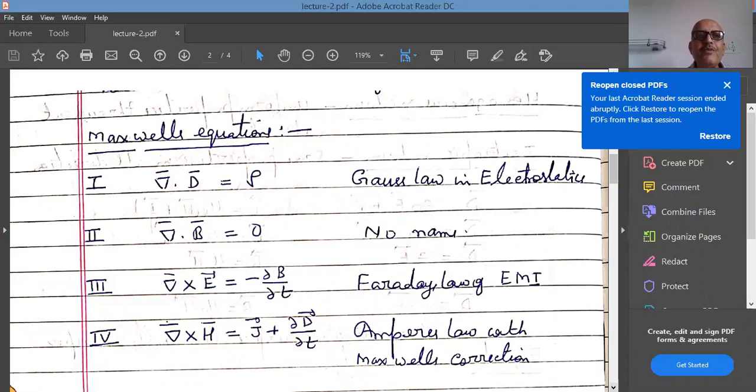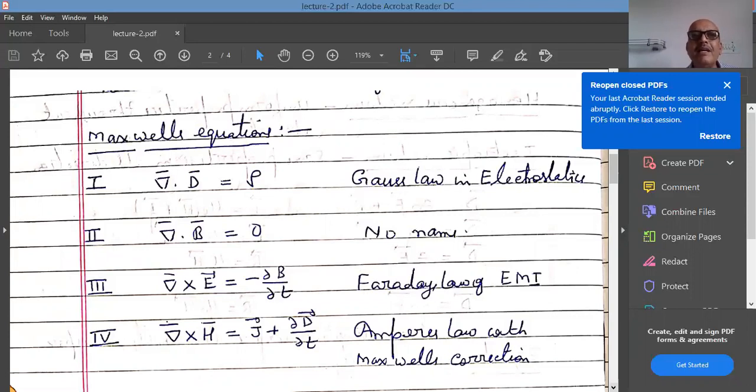There are relations between D, E and P. I told you in the last lecture, D is equal to epsilon 0 E plus P. B is equal to mu 0 H plus I. And J is equal to sigma E. Sigma is the conductivity of the material, D is the displacement vector, E is the electric field, B is the magnetic field intensity, H is the applied field, I is the intensity of magnetization, the total magnetic moment per unit volume of the dielectric material.